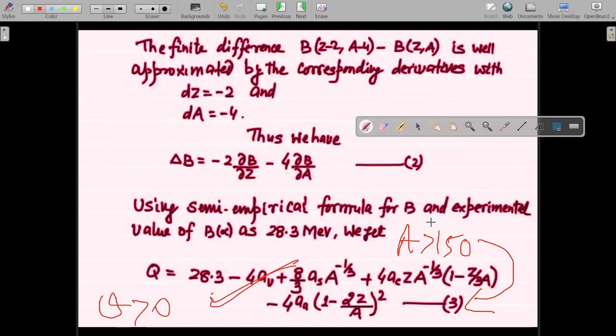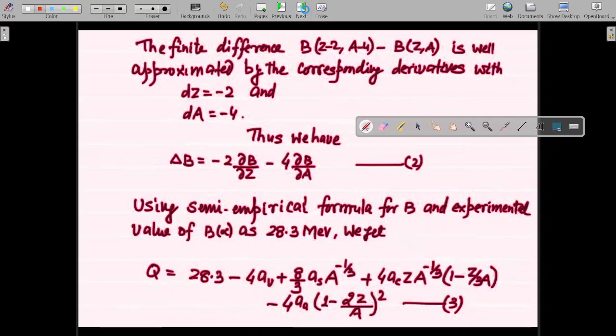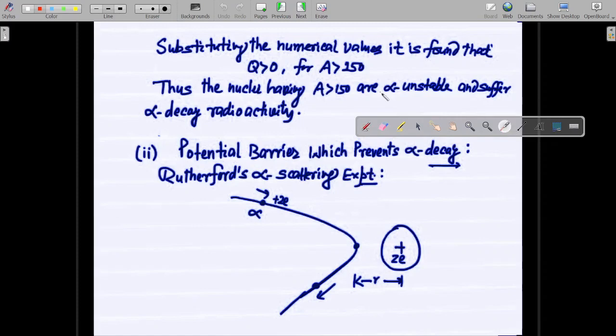If the A value is less than 150, then the Q value also comes out to be smaller than 0. So this is not a feasible thing. For the Q value to be greater than 0, we must have A greater than 150. If you put the corresponding value of Z, then after numerical value substitution, it is found that the Q value is greater than 0 for atomic mass number A greater than 150.